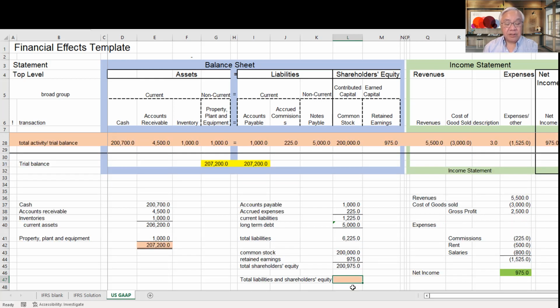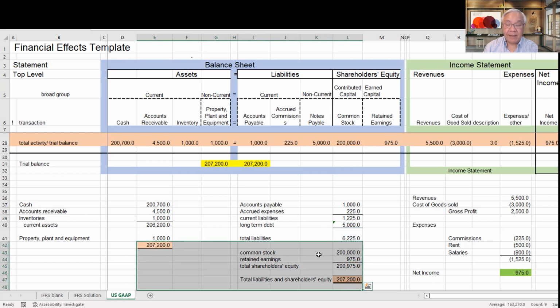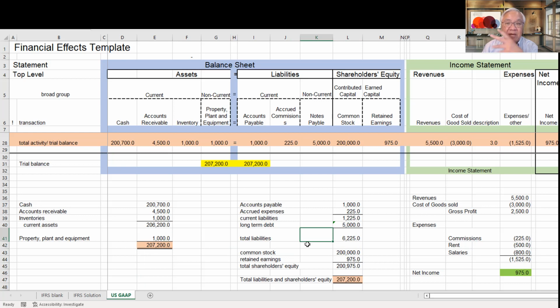So now we can do the total liabilities and shareholders' equity. Total liabilities is this number plus the amount of shareholders' equity of that number, total 207. So notice these numbers are the same. So our balance sheet's in balance. So what have we just done? We posted transactions, we generated a trial balance, we generated an income statement, and then we generated a balance sheet.